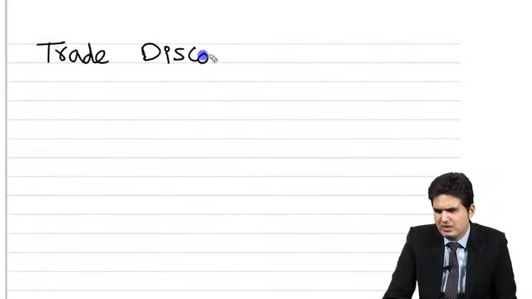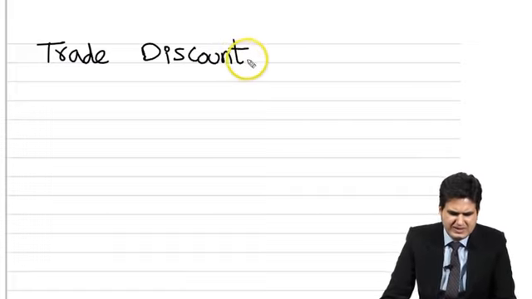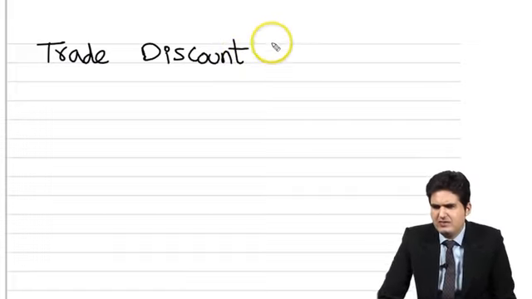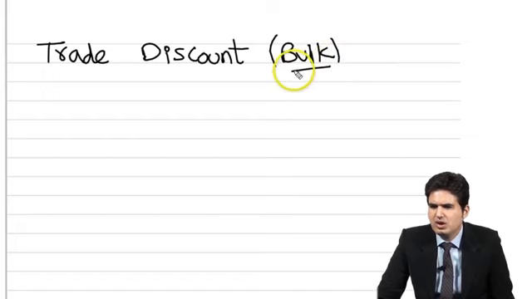Let us first understand something about trade discount. Alright, now what is trade discount exactly? Trade discount is offered by the seller to the buyer whenever the buyer purchases goods in bulk or large quantity. Alright, bulk or large quantity.